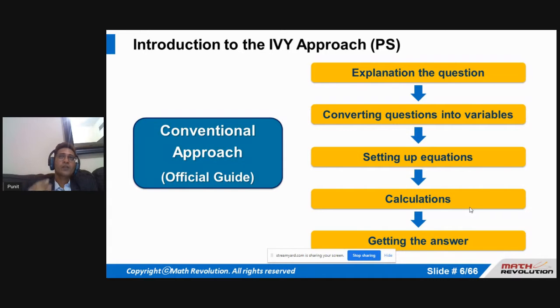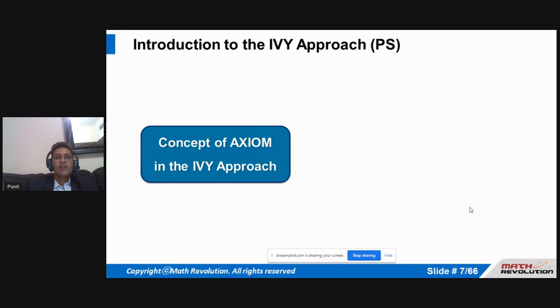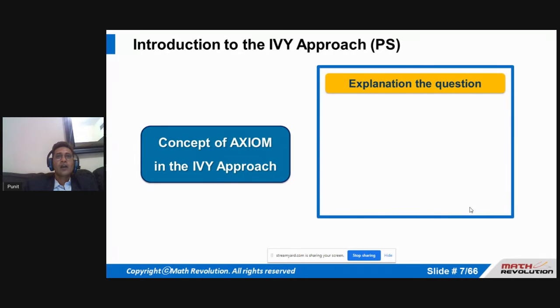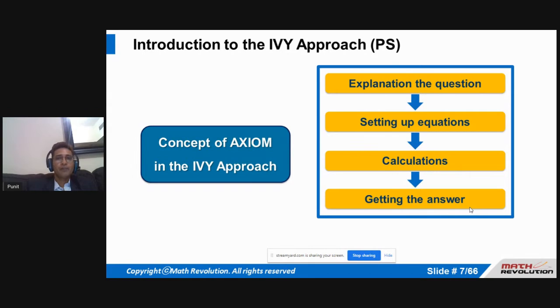These are the major steps, not counting all the sub steps involved within them, because the calculation itself is not just one step. It may have 4 steps in it, so you could see how lengthy this particular solution could be. But when we talk about the axiom that I will be discussing today, the highlight of the IV approach, because the IV approach comprises axioms and everything, the major question is how these 5 steps get reduced.